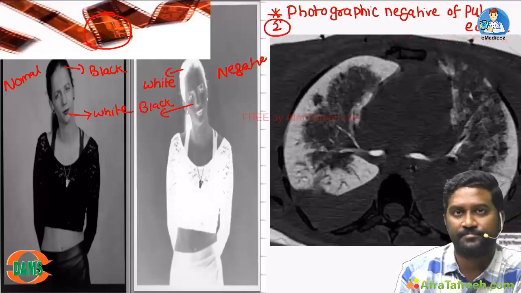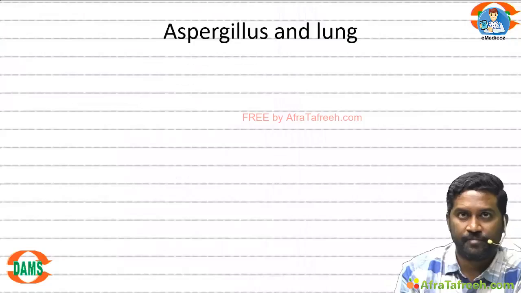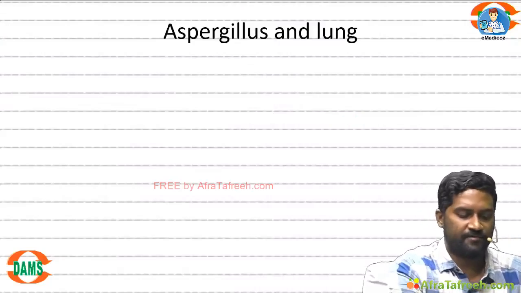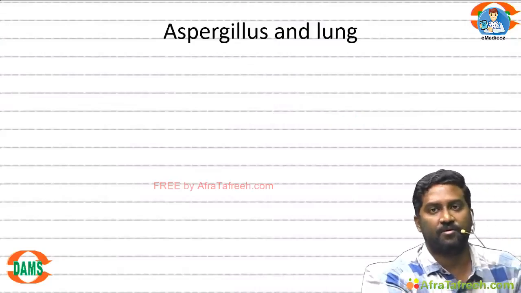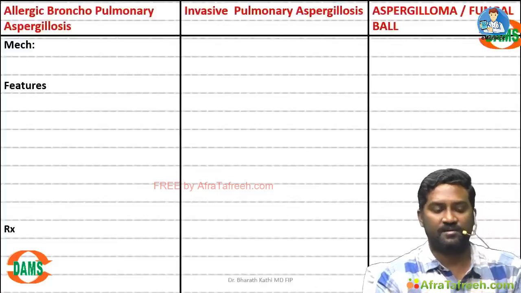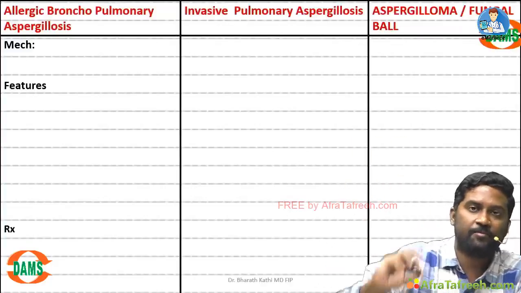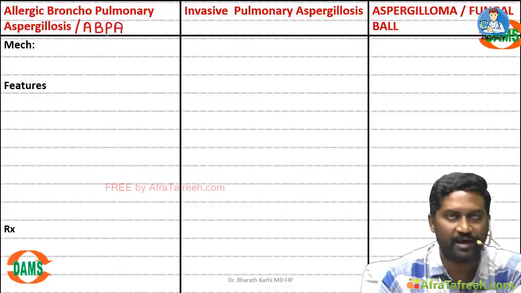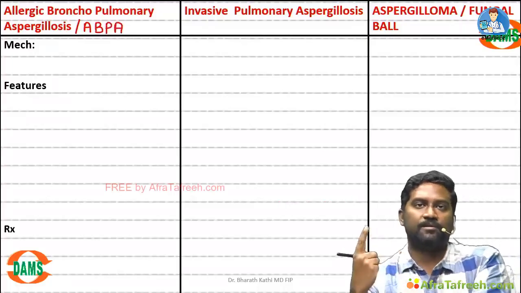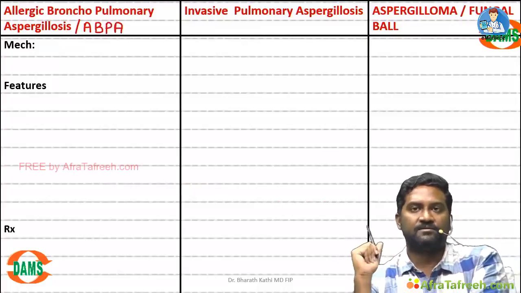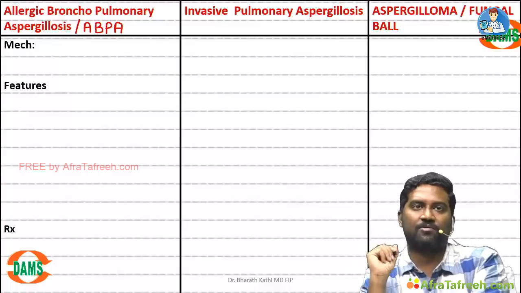Then coming to Aspergillus and lung. How does this fungus called Aspergillus cause various manifestations? Let us see. In the lung, there are three important diseases. First we will discuss ABPA, also called allergic bronchopulmonary aspergillosis. Then we will go to invasive pulmonary aspergillosis, and in the last we will discuss aspergilloma, also called fungal ball.